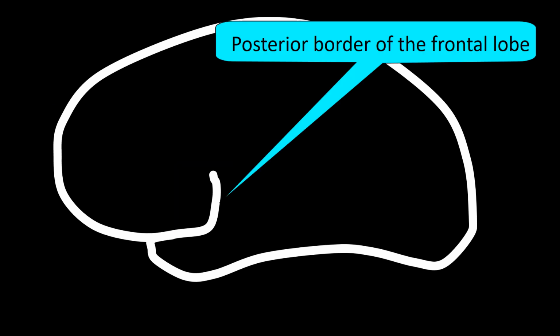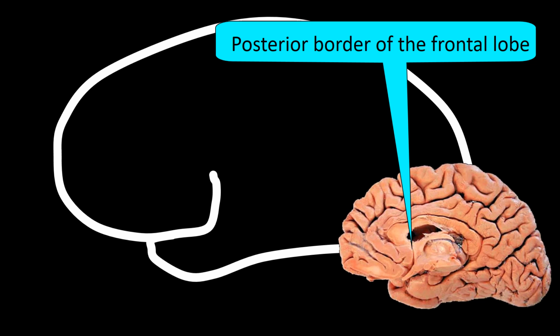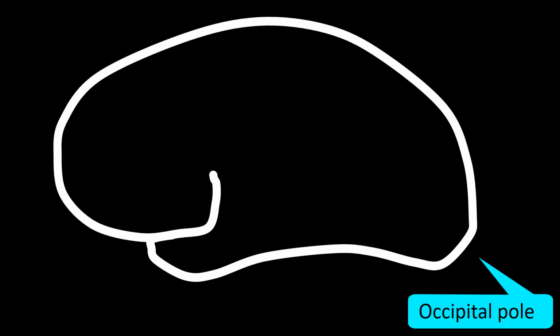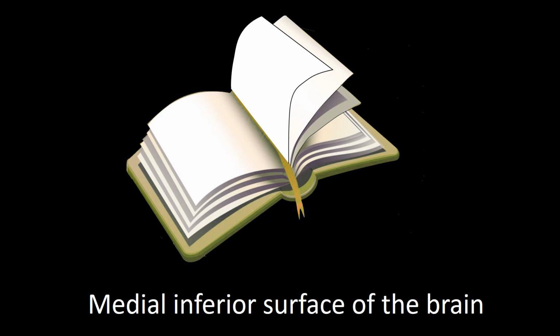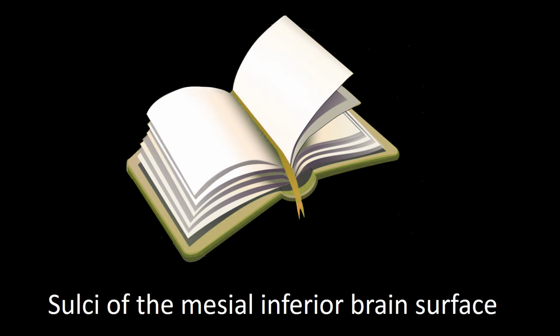In this frame, at this point in the drawing, you can see the frontal pole, the posterior border of the frontal lobe that can only be seen in the mesial surface as shown in this specimen, the temporal pole and the occipital pole. So we have drawn the mesial inferior surface of the brain and will start drawing the sulci present in the surface. So in this figure we will start in the anterior region at the level of the tip of the temporal lobe.